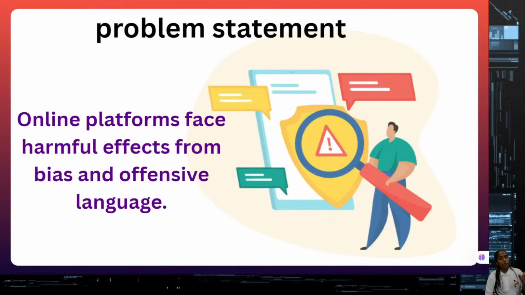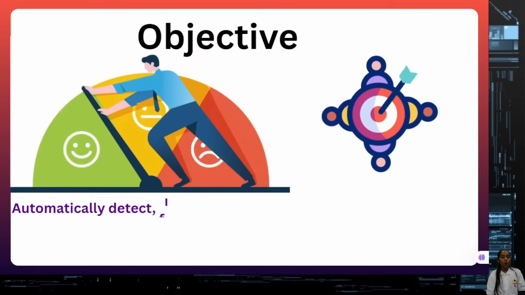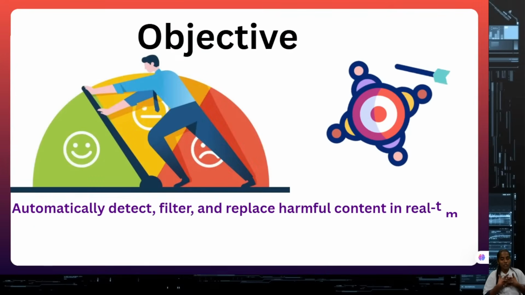But why are we using that? You have some problem statement, and because of this problem statement you have created that particular use case. So what is my problem statement with the use case? Online platforms face harmful effects from bias and offensive language. Sometimes you can see we get negative things on online platforms. I have to reduce that negative content. If I want to reduce it, what should I do?